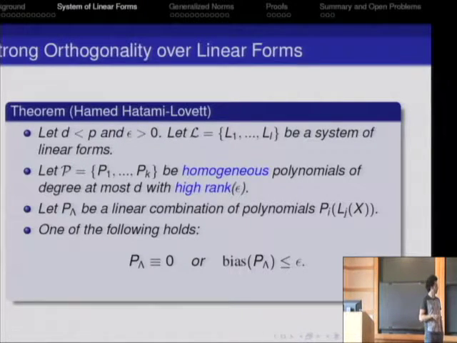Okay. So now we have these P_i of L_j's, and there are many of them. There are, in fact, k times l different polynomials that we get. And they prove that every non-zero linear combination will again have small bias. This will be a result that we will use in our proofs.